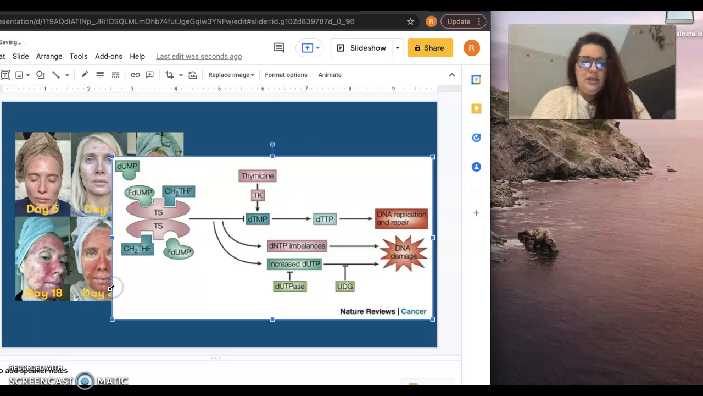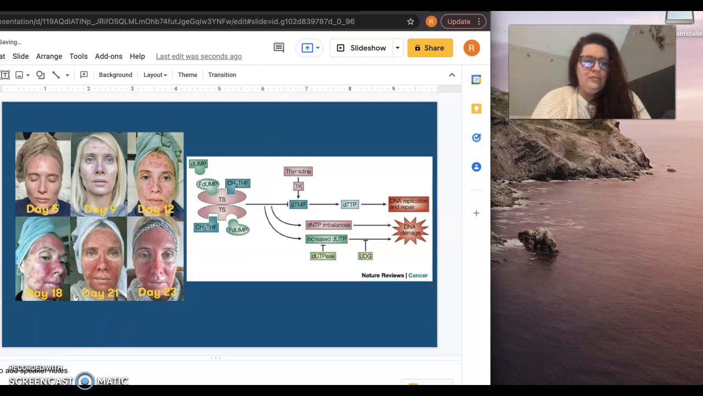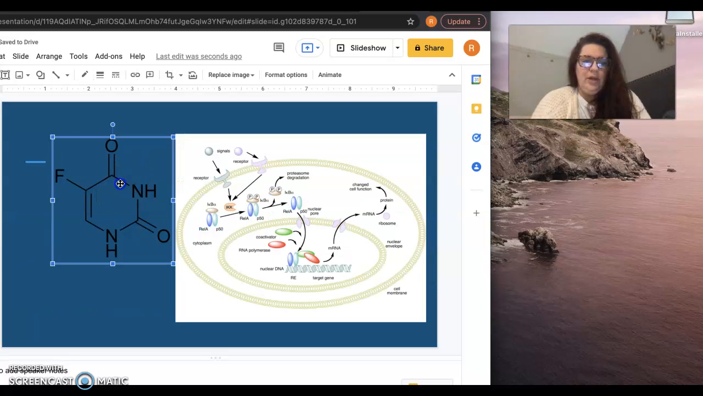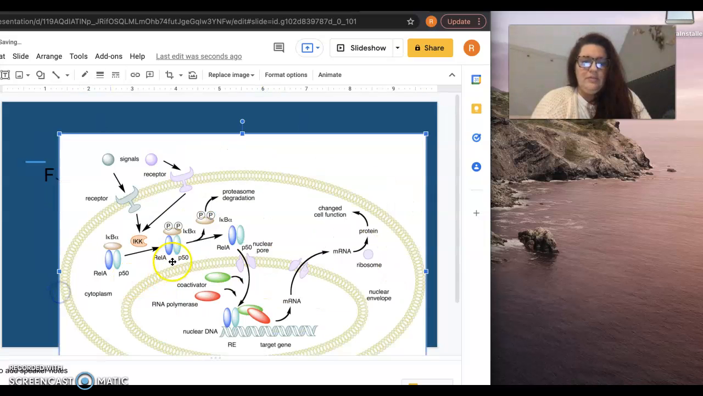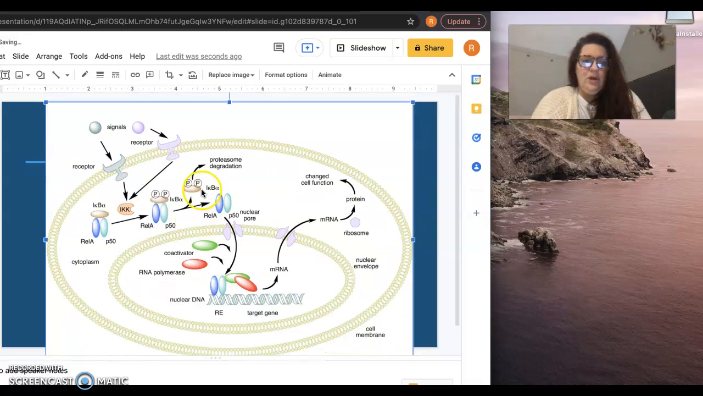And this is showing the inhibition of the thymidylate, and just shows how it disrupts DNA replication and repair and causes DNA damage. This is the molecular structure of 5-FU, and then this is a very large diagram that just shows one of the mechanisms of action of 5-FU. So you can see we've got our signals with the receptors here, and then just how it acts within the cell.